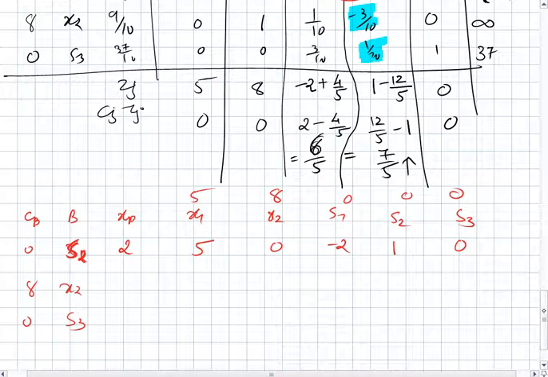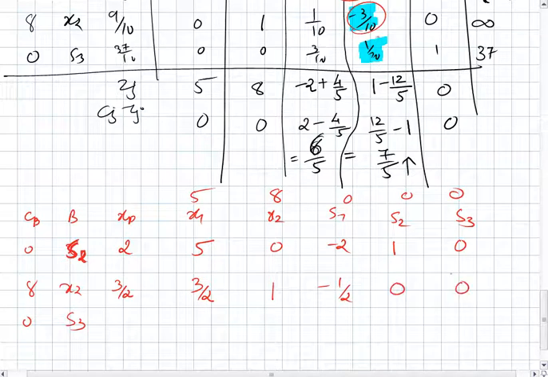Now to make this 3 by 10 zero, we have to multiply this by 3 by 10 and add here. So we are having here 3 by 2, 3 by 2, 1, minus 1 by 2, 0 and 0. To make this entry 0, we have to multiply this row by 1 by 10 and subtract from here. So here we are having 7 by 2, minus 1 by 2, 0, 1 by 2, 0 and 1.